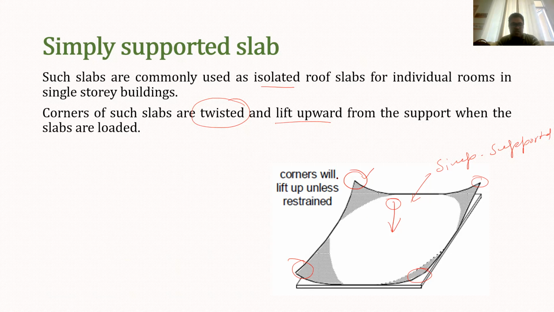Generally, simply supported slabs are constructed in single houses or single story houses, and restrained slabs are provided in multi-story buildings where the construction is done above the slab also. For example, if we have a first floor and a second floor, this slab will be restrained against the lifting because of the presence of the floor above. So that is the basic difference between restrained and simply supported slab.